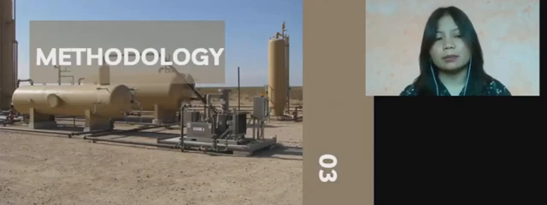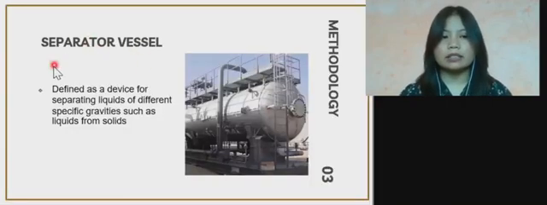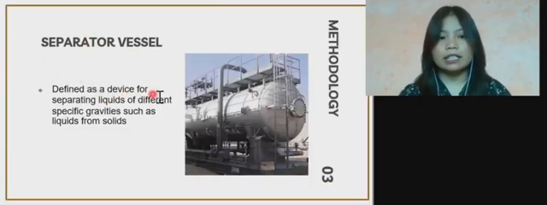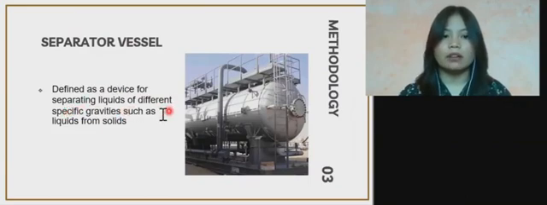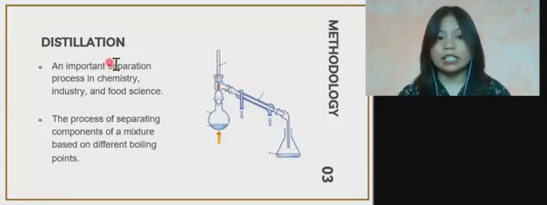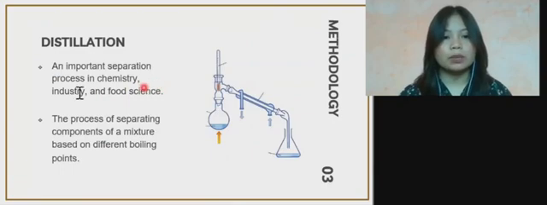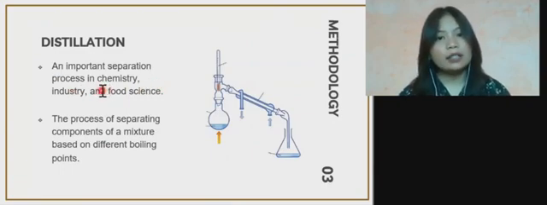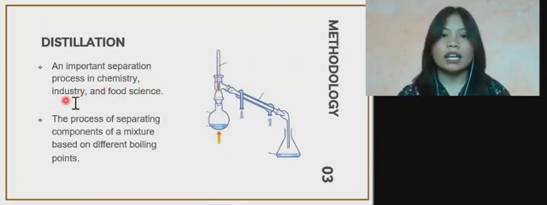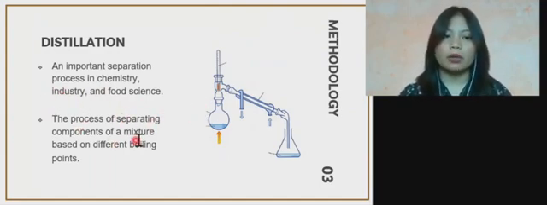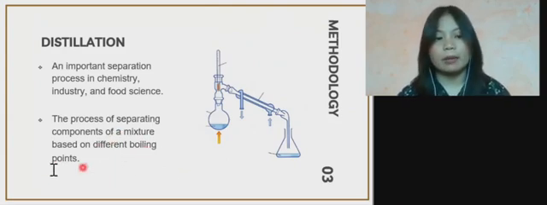So what is a separator and what does separation mean? Separator vessels are defined as a device for separating liquids of different specific gravities, such as liquid from solid. And distillation is one of the important separation processes, commonly used in chemistry, the oil and gas industry, and food science. The process of separating components of a mixture is usually based on the different boiling points.